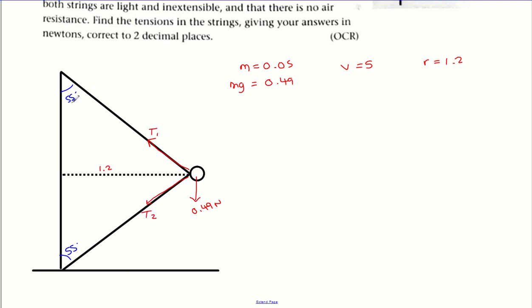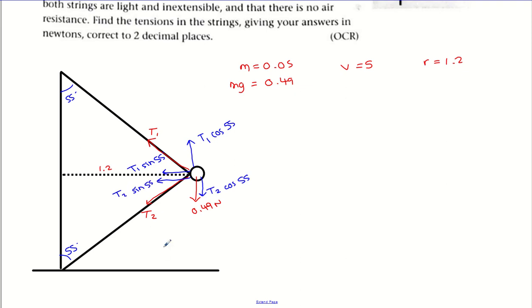And we've got the angle 55, so acting upwards is the cos component of T1, so T1 cos 55, and acting in towards the centre is T1 sine 55, so that's the T1 sorted out. T2 is pulling downwards, so we've got a downwards component of T2 cos 55, and a towards the centre component T2 sine 55.